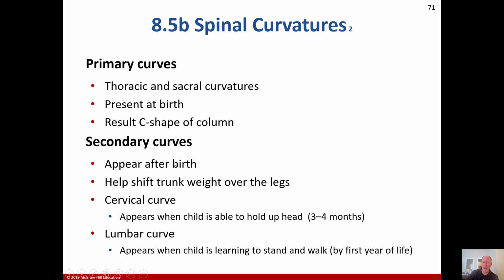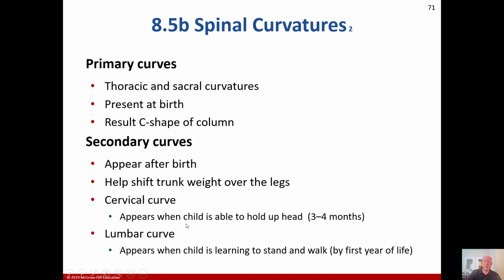The secondary curves appear after birth. They help shift the trunk weight over the legs. Technically, your shoulders should be lined up over your ankle bone if you're standing, as you grow and get older. That's where it should be with good posture, ideally.